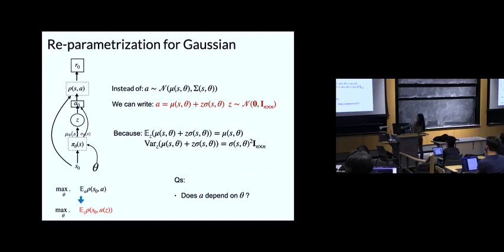But my questions for you are as follows. Do the sampled actions depend on theta? Yes or no? Yes. Do you agree? Okay. So do the samples z depend on theta? Yes or no? Who says yes? Who says that the z vectors depend on theta, the parameters of your policy network?